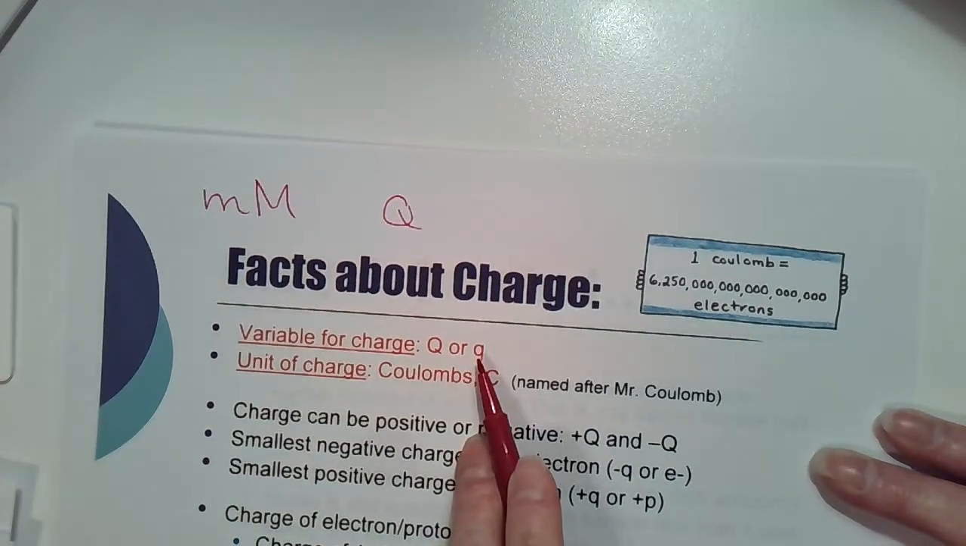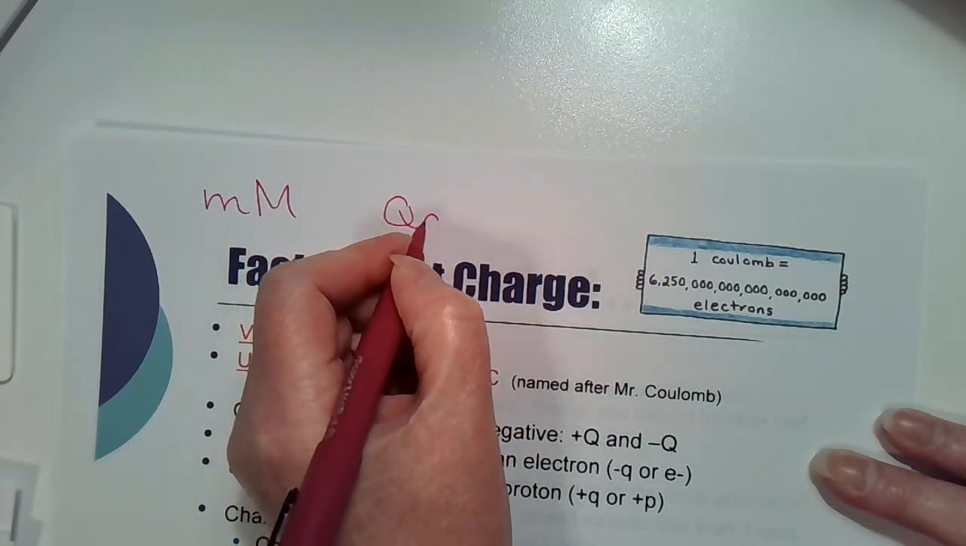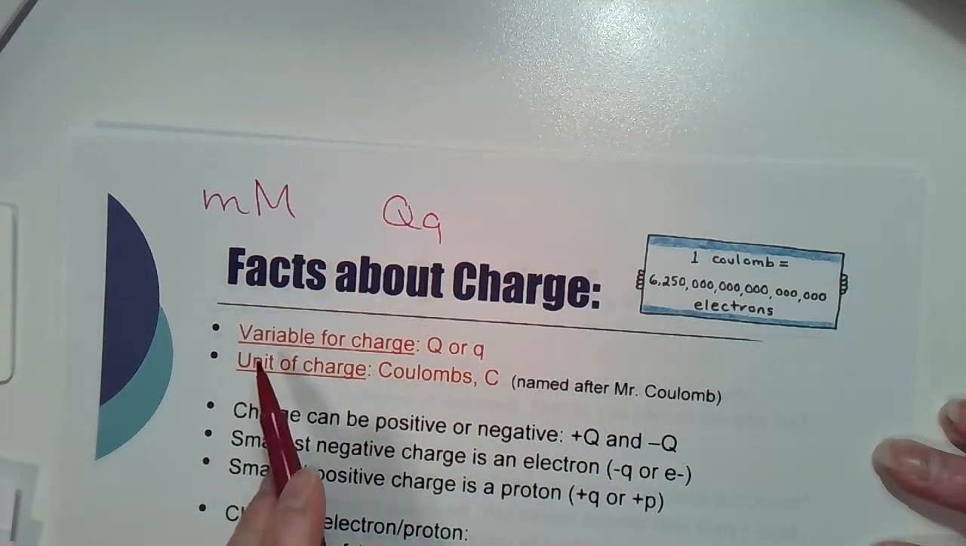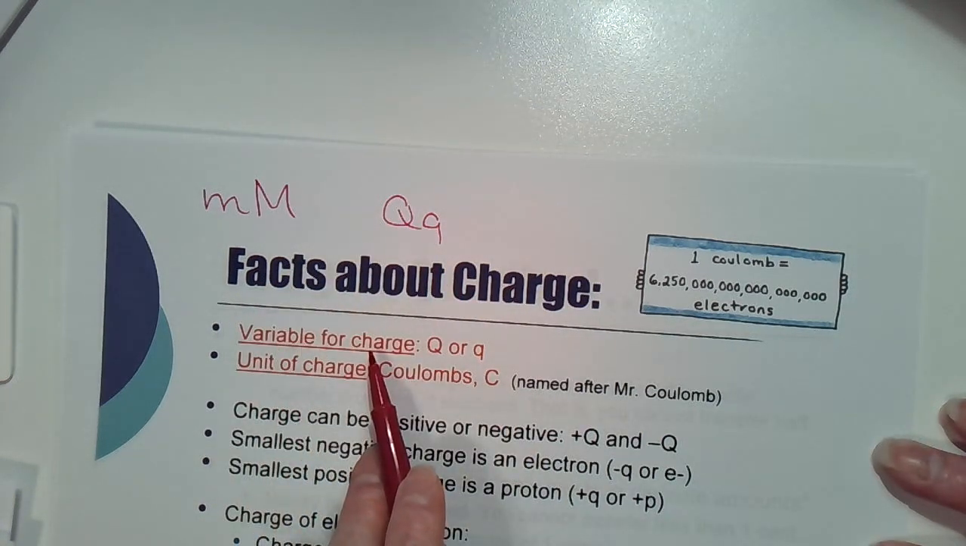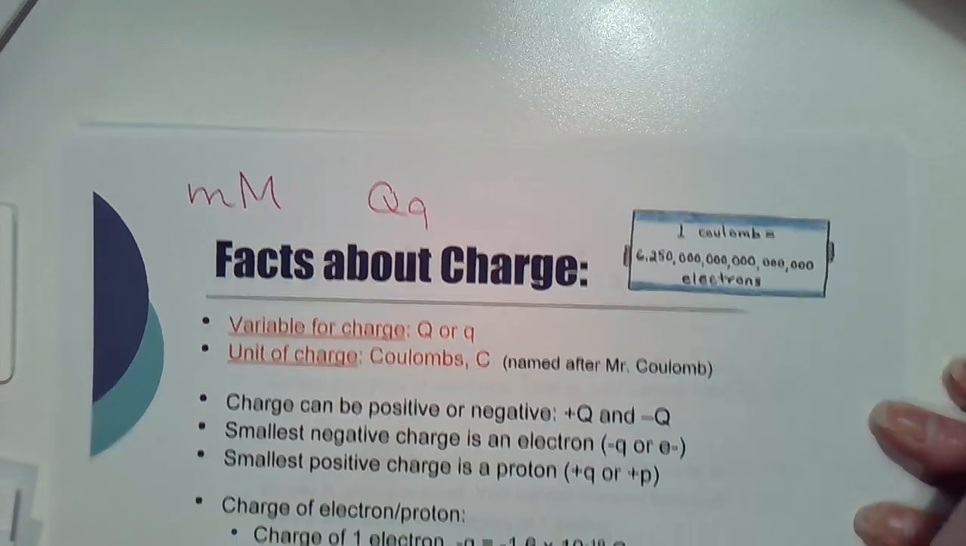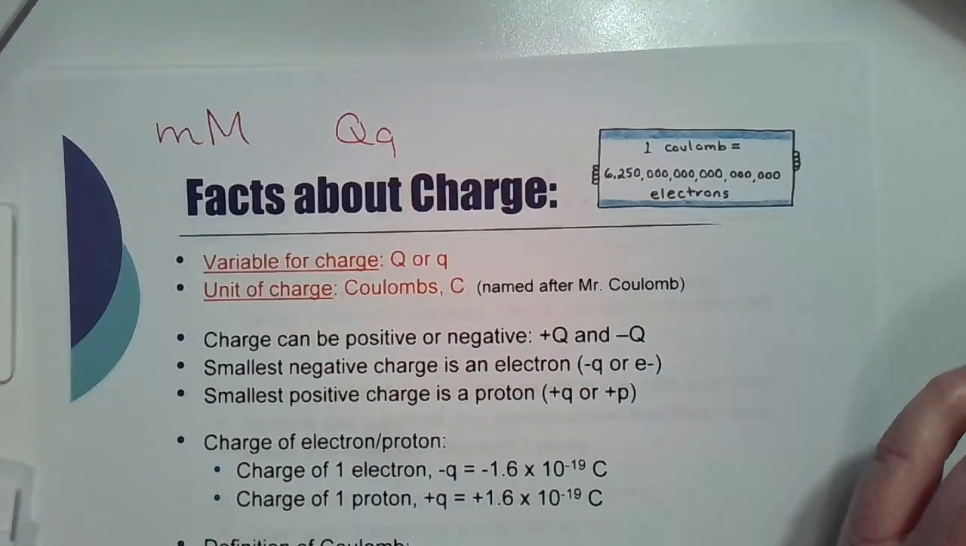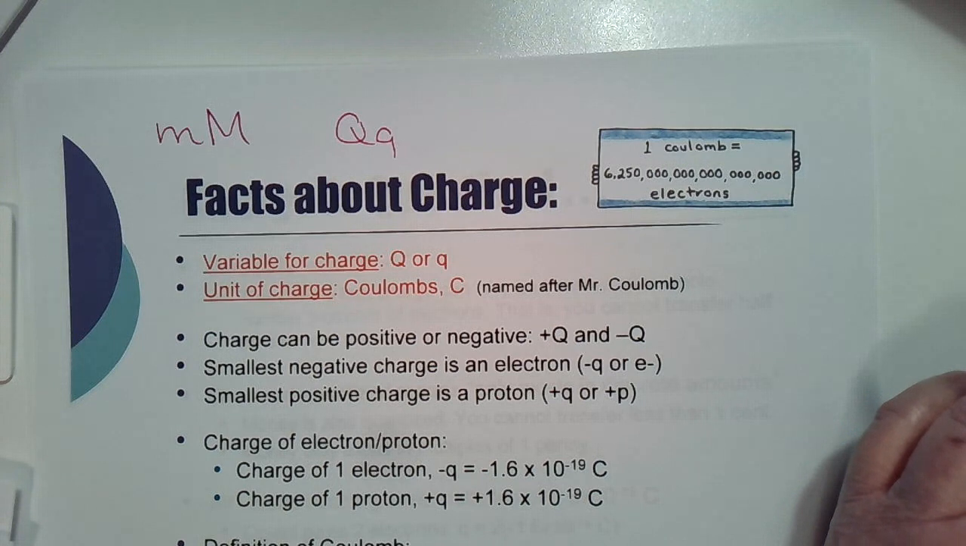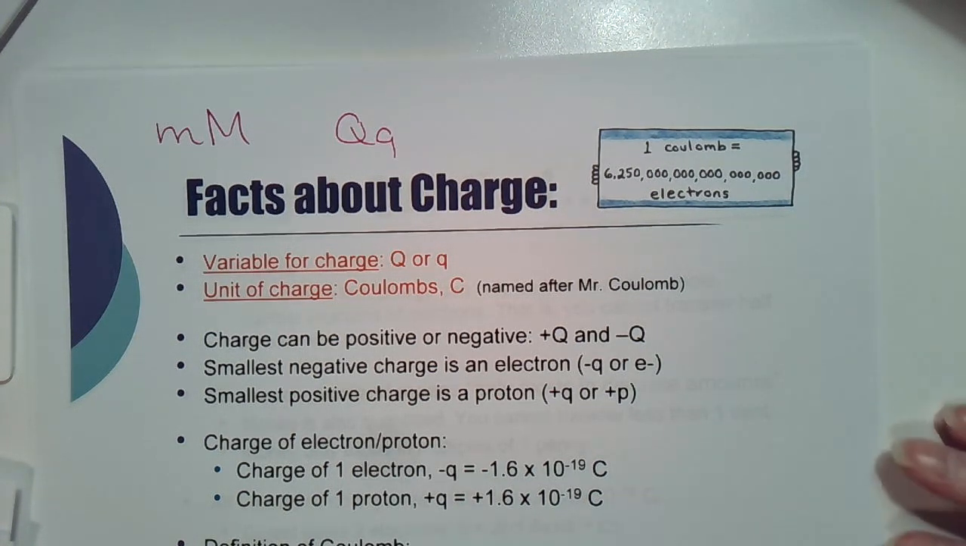And if it's a smaller charge, we might use a lowercase q. But the point is the variable for a charge is Q. And yes, the variable for heat was also Q, but that has nothing to do with this. Okay, the Q's are totally, totally different.